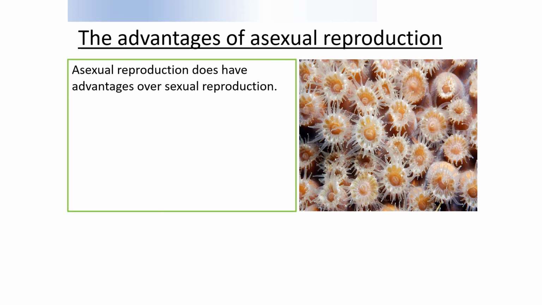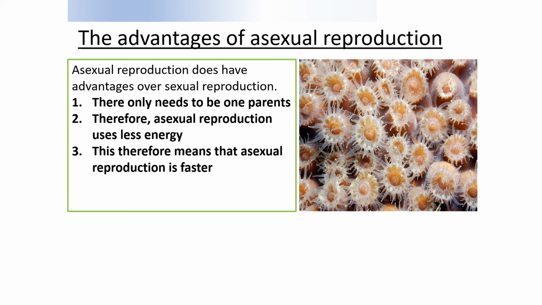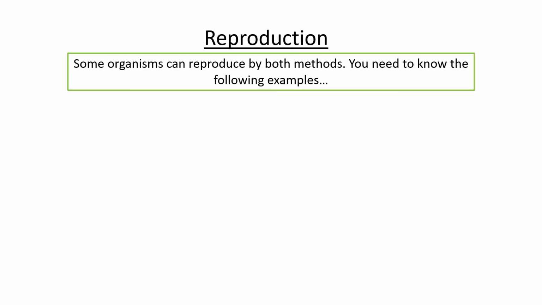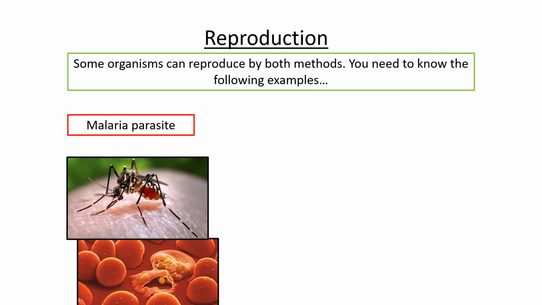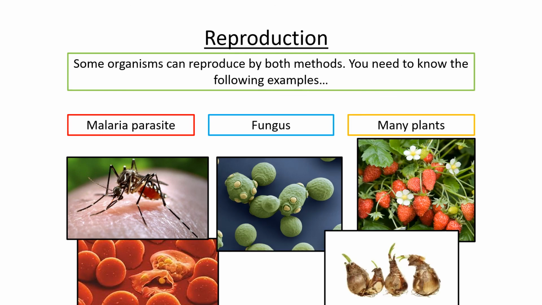Though there is no variation in asexual reproduction, it has some advantages over sexual reproduction. For example, it needs only one parent and needs less energy. Asexual reproduction is faster compared to sexual reproduction, and identical offspring can be produced in favorable conditions. Some organisms can reproduce by both methods, asexual and sexual reproduction, for example the malaria parasite, fungi, and many different plants.